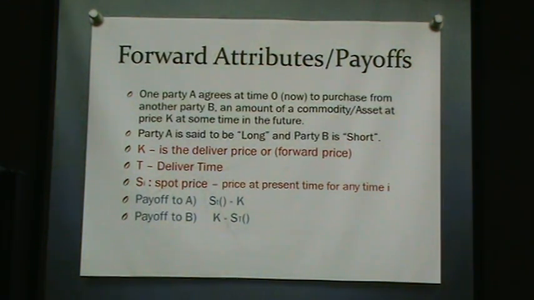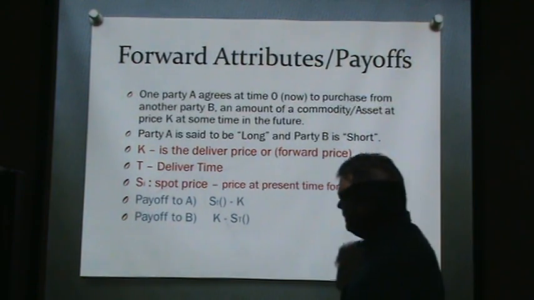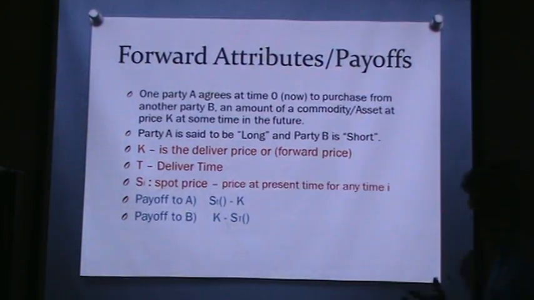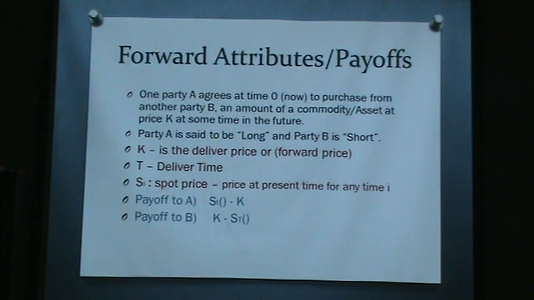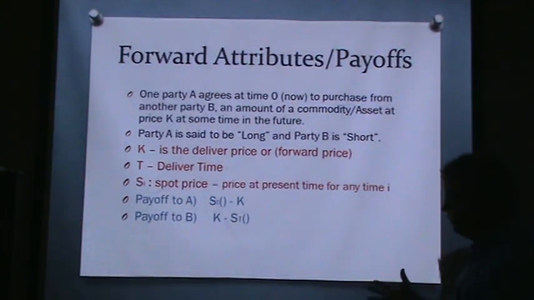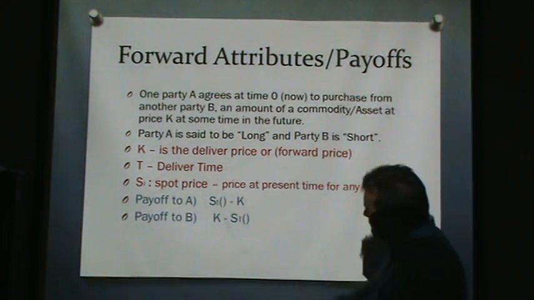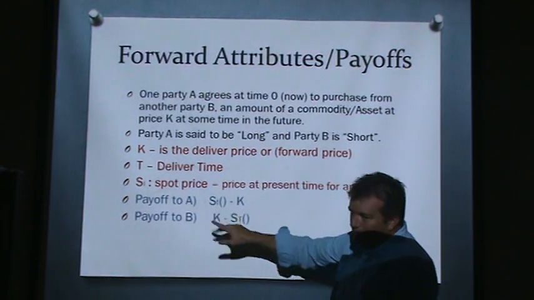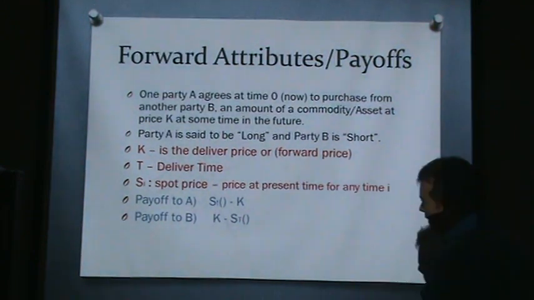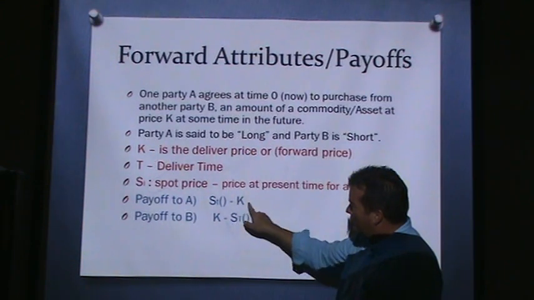Time T is how far into the future you want to exchange the money for the thing you're trying to buy. And the spot price is the price at the present time, or the spot price with a subscript i is the price at any point between the beginning and the end of the contract. So what is the payoff, or the gain or loss, to party A? The gain is going to be, typically we use the letter S for stock, but it doesn't have to be stock, the stock price at time T minus the agreed upon price K.